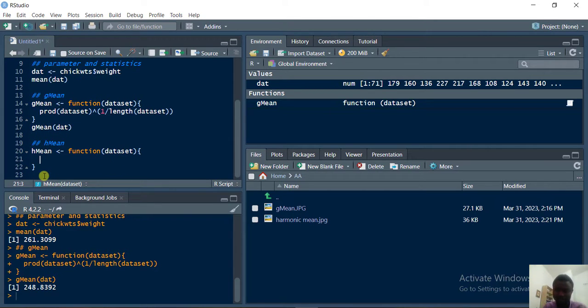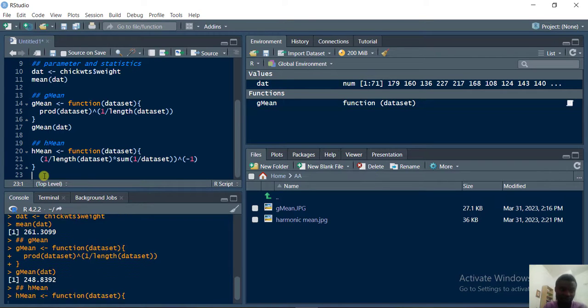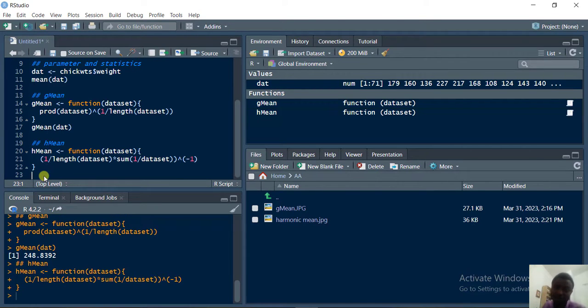I typed this down, and it's going to be 1 divided by the length of the data set, multiplied by the sum of the reciprocals of each of the observations we have in the data set, over 1 over the data set, and then we take this raised to the power of -1. So when we run this entire thing, let's go ahead and run. We have on the global environment a function created for the harmonic mean.